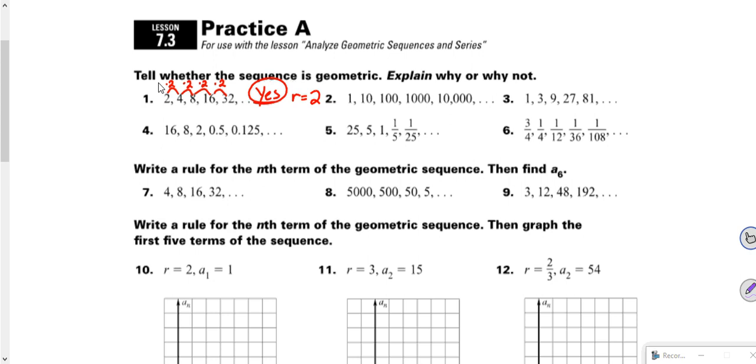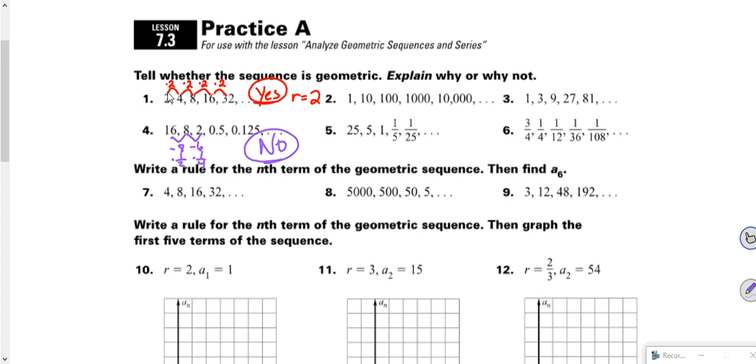Number 4, to get from 16 to 8, couple of different things. I could either subtract 8 or I could multiply by 1/2. Well, subtracting 8 would be an arithmetic difference. But the multiply by 1/2 may work. So let's check out the next one. To get from 8 to 2, I would subtract 6 or multiply by 1/4. So right off the bat, I don't have anything in common. My ratios are not the same. So this is a big fat no. No common ratio, no common difference.